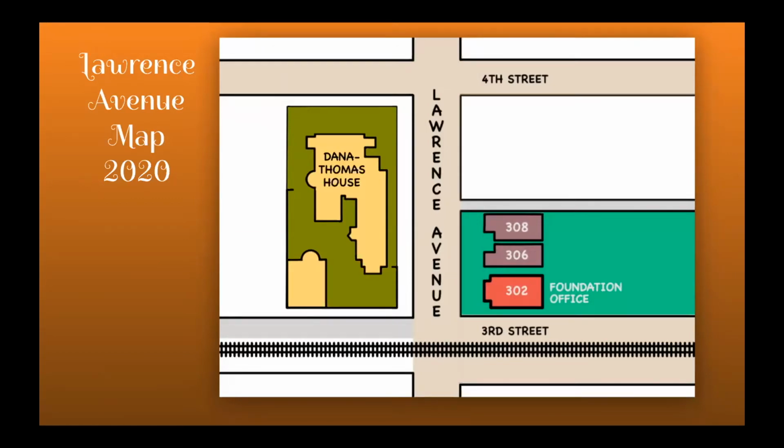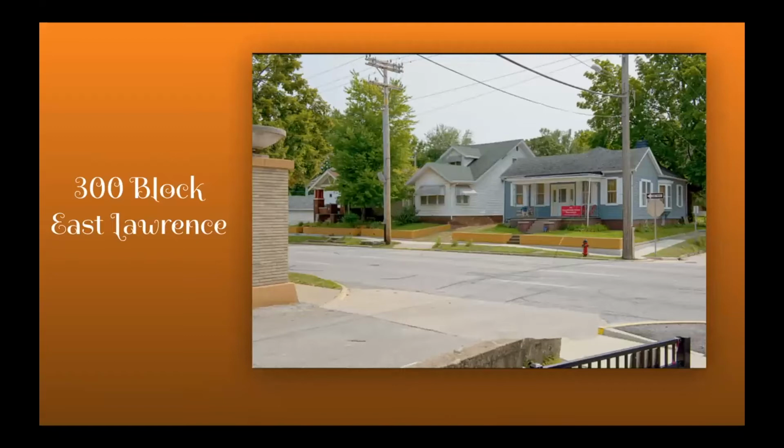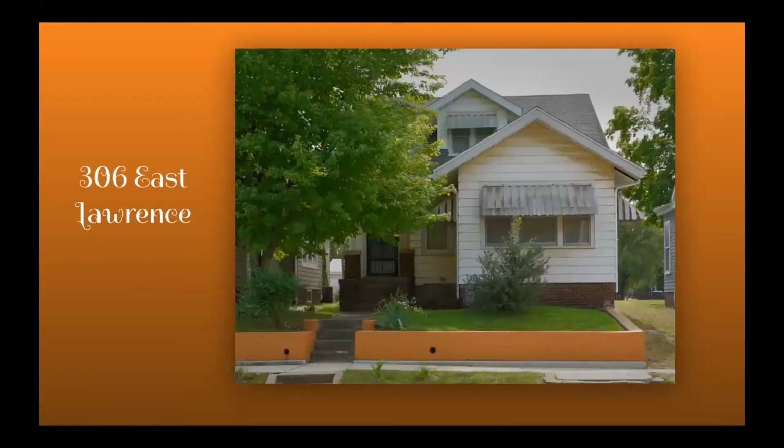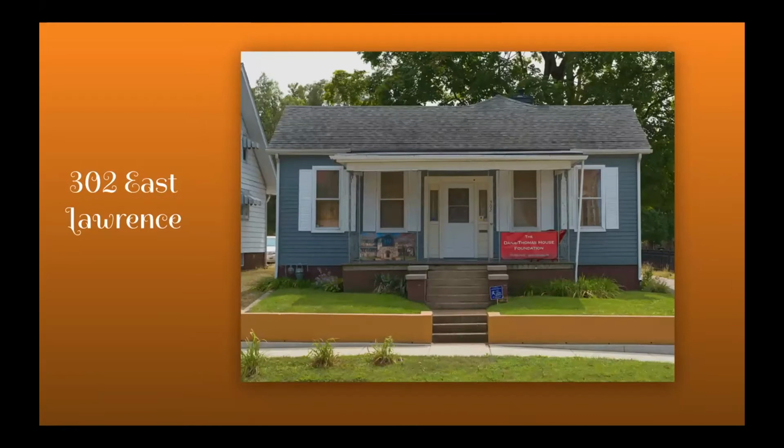Here is a photo taken from the Dana Thomas house across the street to the 3 houses that the foundation now owns. 308 East Lawrence, 306 East Lawrence, and 302 East Lawrence, now the office of the Dana Thomas House Foundation.